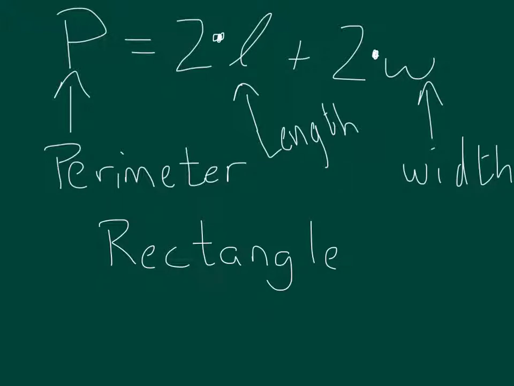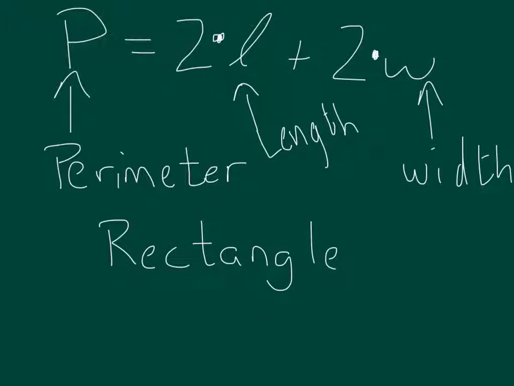Now, is it going to give you the perimeter for a square? That's a question. What's the answer? So the answer is yes. All squares will fit into this category as well because all squares are rectangles.